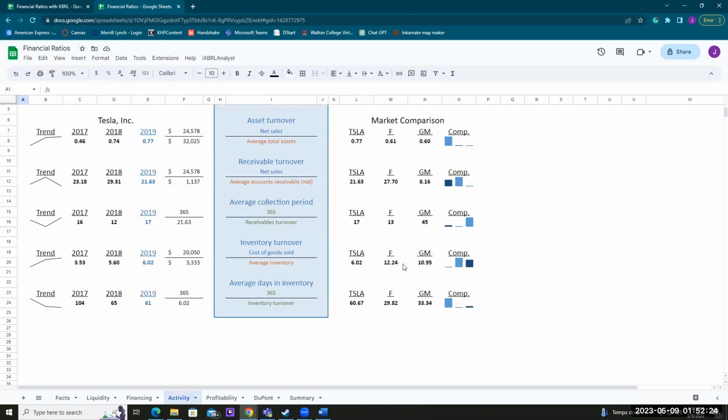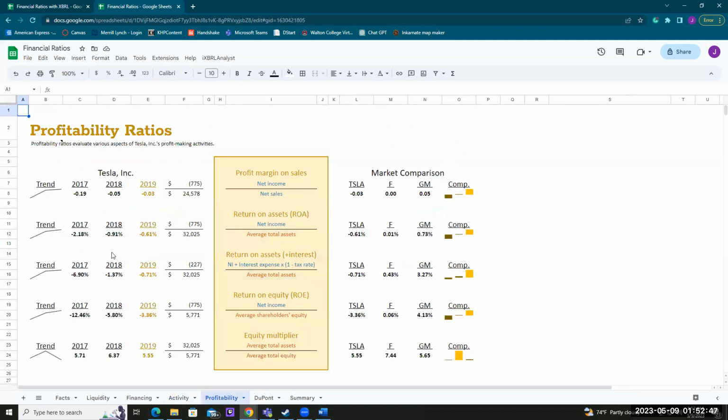And then here we can see inventory turnover. It's very high amongst Ford and GM because these are very established companies, and since they're so well known, they go through their inventory pretty quickly, and then the average days in inventory are obviously going to be a lot lower than Tesla's are.